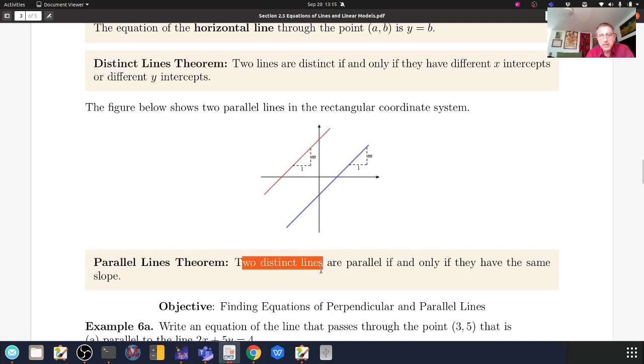Two distinct lines, well, I know what that means now, are parallel if and only if they have the same slope. So if I have two distinct lines, which means they have at least a different x-intercept or a different y-intercept, perhaps both, then they're parallel if and only if they have the same slope. And that's pretty evident from this picture right here. They have the same slope.